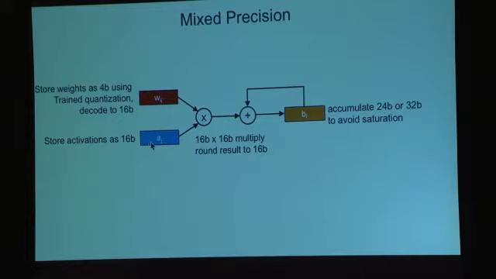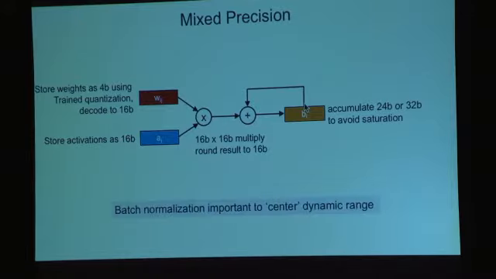I'm going to store the activations in 16-bit form, do the 16 by 16-bit multiply, rounding the result to 16 bits, and then accumulate this sum to 24 or 32 bits before truncating it down to 16 bits for storage. And that way I won't lose any intermediate precision on the results.